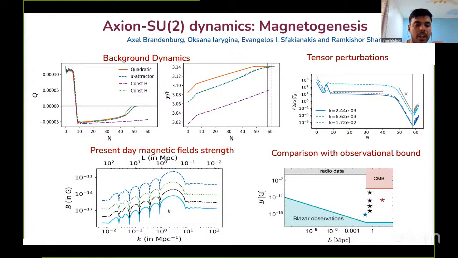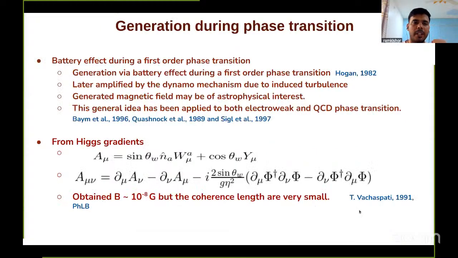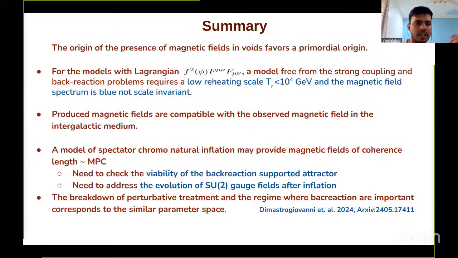So these are a few scenarios where I've shown the magnetic field spectrum generated in these models. And here we put on these different observational limits. These are the lower limits on the intergalactic magnetic field, and these are some scenarios of magnetic field generated in our model. But does the story end here? There are a few caveats in this. Maybe let me skip this part of the generation during phase transition and go to the summary of this part.